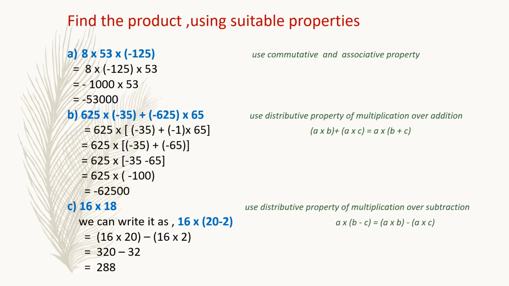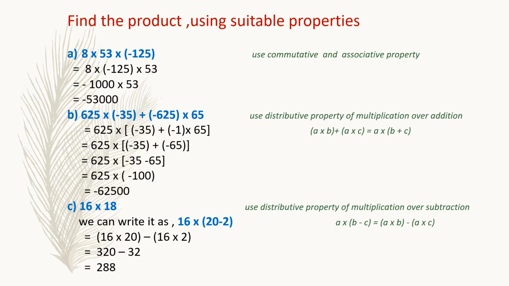Second type of questions are find the product using suitable properties. These questions are generally based on associative property and distributive property of multiplication over addition or subtraction. In this, a question is given in which you have to find the product but by using suitable properties. As part A, in this 8 into 53 into minus 125, we have already solved this type of question in the last session, so you know how to solve them.